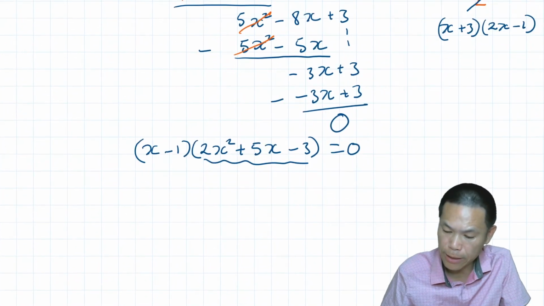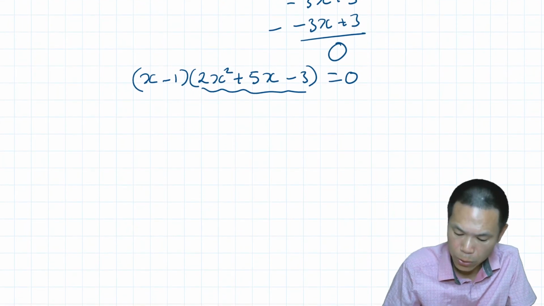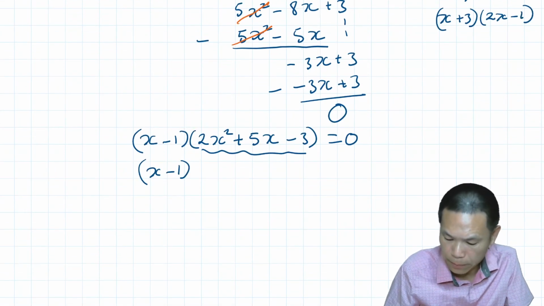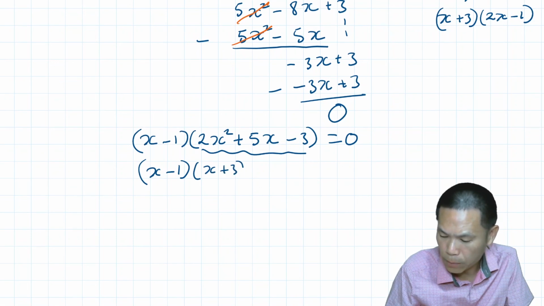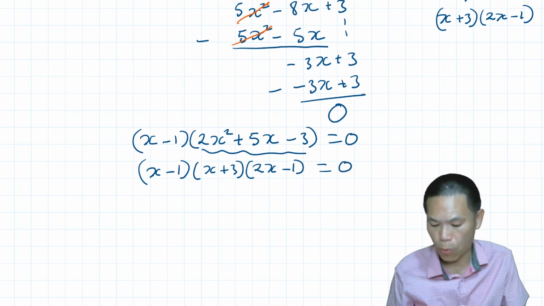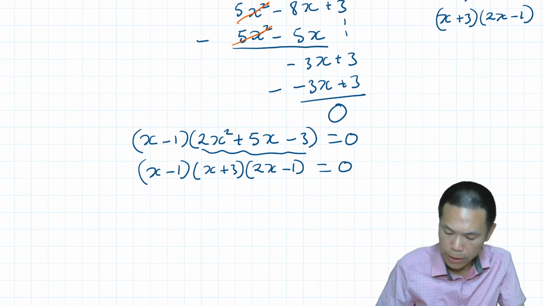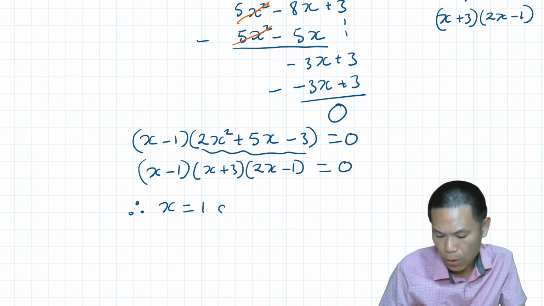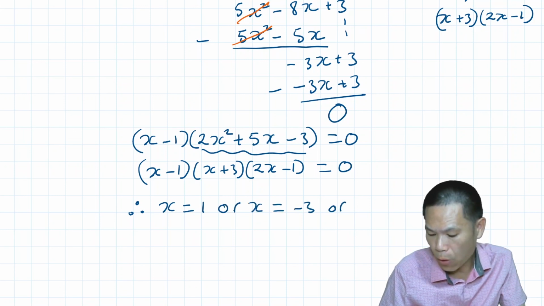So that means this is equal to x minus 1, x plus 3, 2x minus 1, which equals 0. So therefore, I just write the answer out, okay? Therefore, x is equal to 1, or x is equal to negative 3, or x is equal to a half.